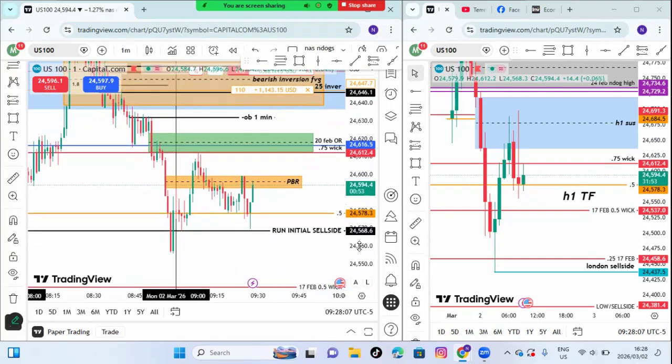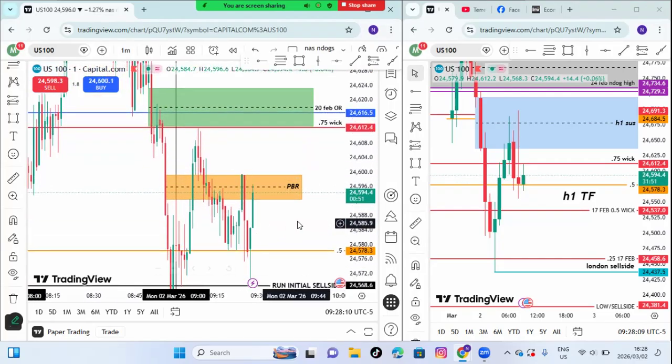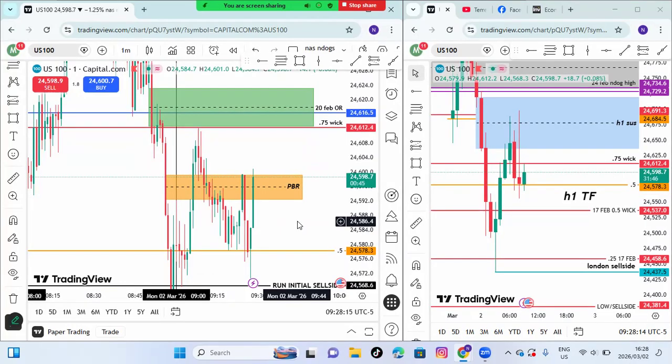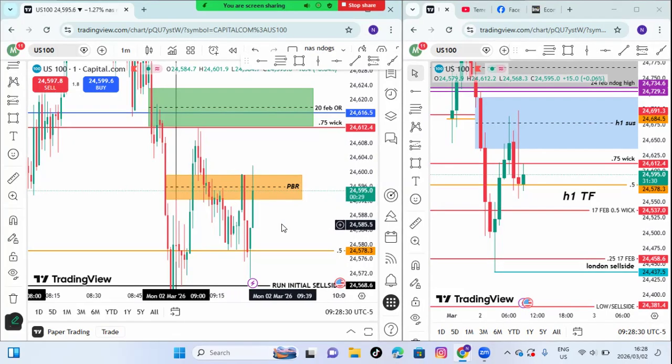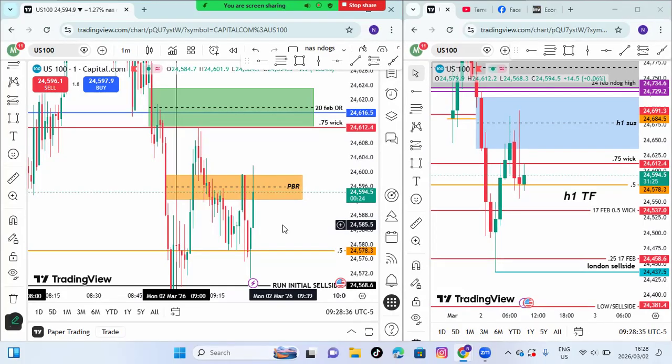Okay, back into the balance price range. Now it seems like we're finding some ease going out. Okay, outside of it and back into it, right? We went outside of it, now we're back into it. One minute, 20 seconds to go for the open, guys.